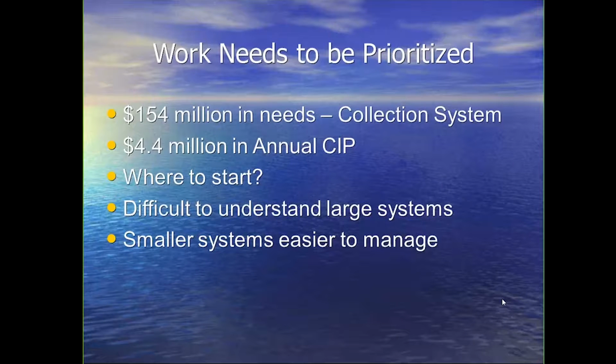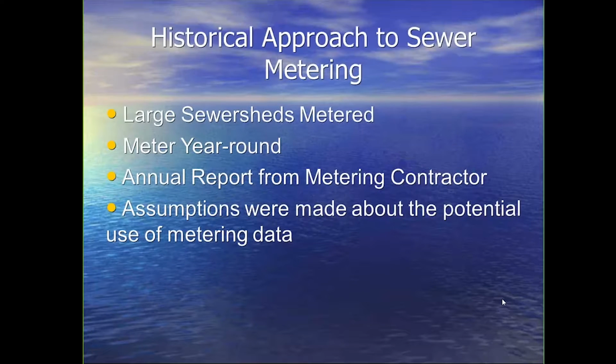So work certainly needs to be prioritized, and as I mentioned, we've got $154 million in needs in the collection system. However, this year's budget is only $4.4 million for the annual CIP. So we need to start thinking about where we start, and it's difficult to understand large systems. Smaller systems are usually easier to manage, so it's good to break them down.